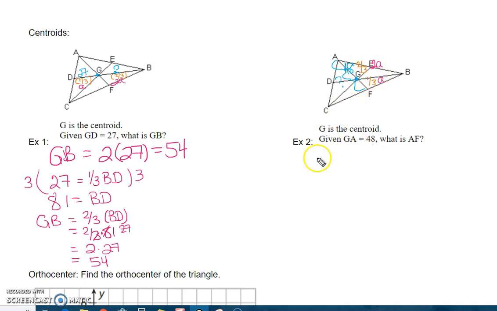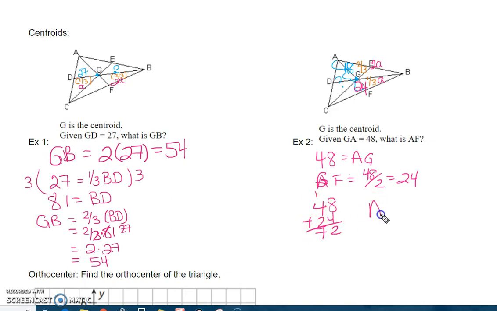So when I'm solving for it, if 48 is equal to AG, then GF is going to equal that 48 divided by 2, which is 24. So now I know GF is 24. And then for the whole length, I just add them together. 48 plus 24 gives me 72. So AF is 72. So this property comes in pretty handy.